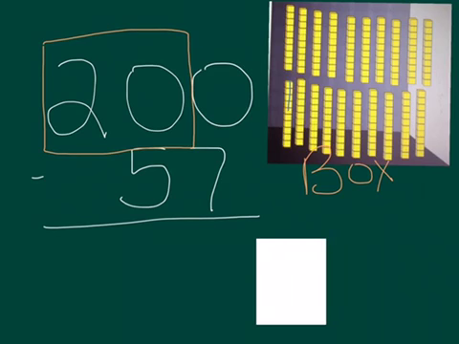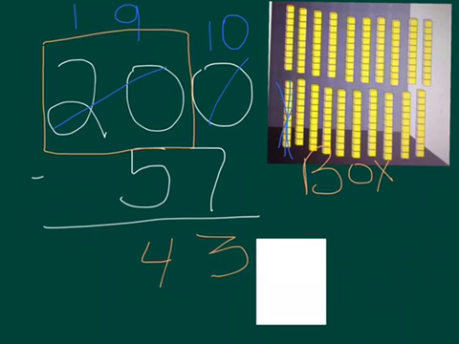So when I take away one 10 rod, I'm going to regroup that one 10 rod as 10 units. That means that I have 19 10 rods left, because 20 minus 1 is 19. So instead of having 20 tens, I now have 19. And now I can solve my problem like before. 10 minus 7 equals 3. 9 minus 5 equals 4. And in my hundreds column, 1 take away nothing equals 1.